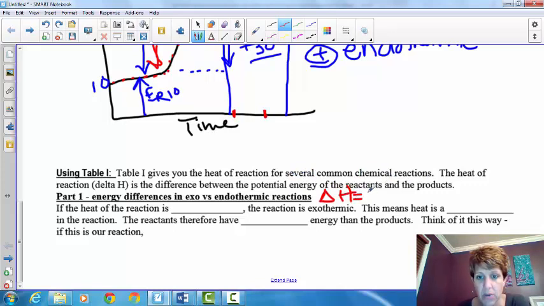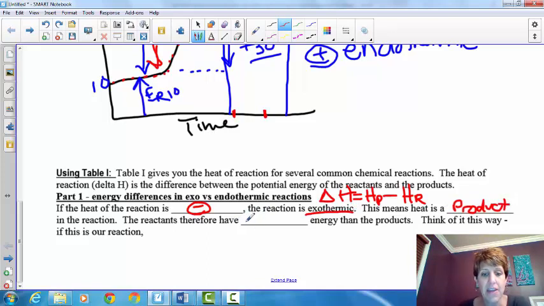Delta H is equal to the heat of the products minus the heat of the reactants. It's always got to be the product minus the reactant. That way you can calculate if it's truly a negative or a positive. If the heat of the reaction is negative, then the reaction is exothermic. This means that heat is a product, so heat is being released in the reaction.